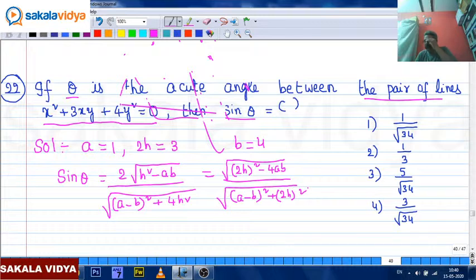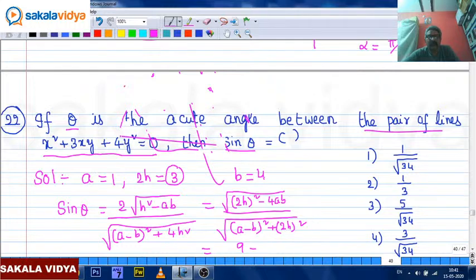Am I correct now? Let us substitute respective values. 2h is 3, 3 square is 9, minus 4ab which is 16. This is 2h whole square. 2h whole square is how much? 9. 9 minus 16, we are getting a negative value. Yes, one minute. I will check the question first.